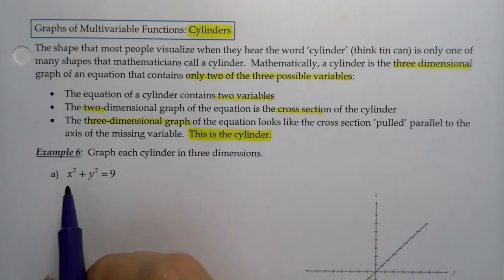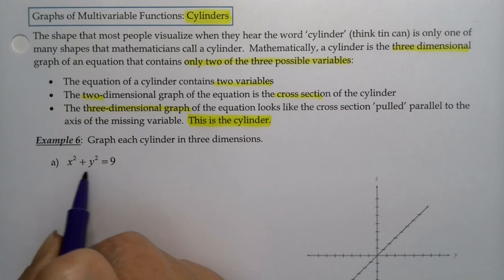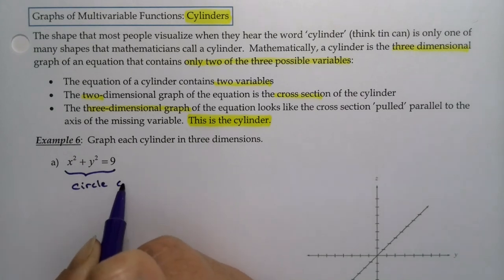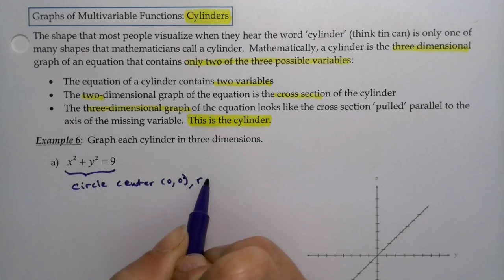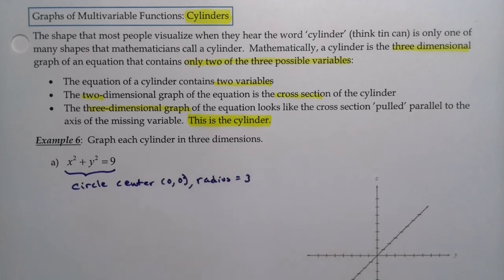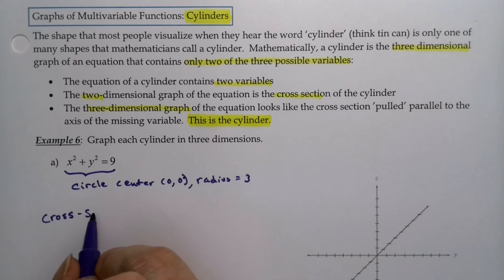Okay, so let's look at this first example, and this will help hopefully clarify it. Of course, it can look a little bit like the tin can, and this one's going to. So this we all know from algebra. That's a circle. It has a center at 0, 0, and it has a radius equal to 3. All right, so if I looked at a cross section, because it says a two-dimensional graph of this is a cross section, let me draw a cross section, which is a 2D graph.